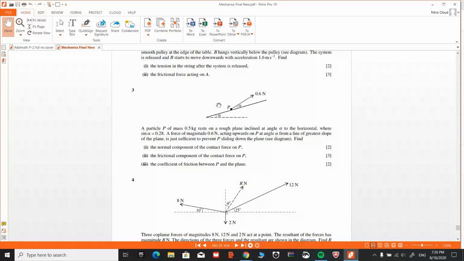It means, obviously, you can imagine that mg sine theta is acting down the plane. Then you have this force contributing to an upward force, and there is friction. Friction may act downwards or upwards. Which direction it acts depends on the other forces.